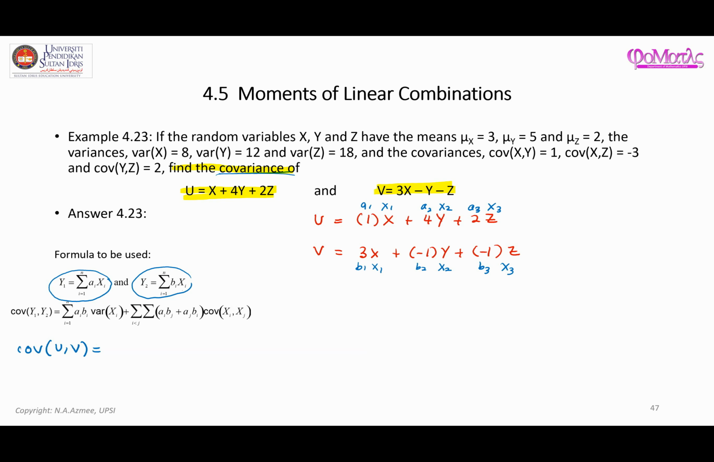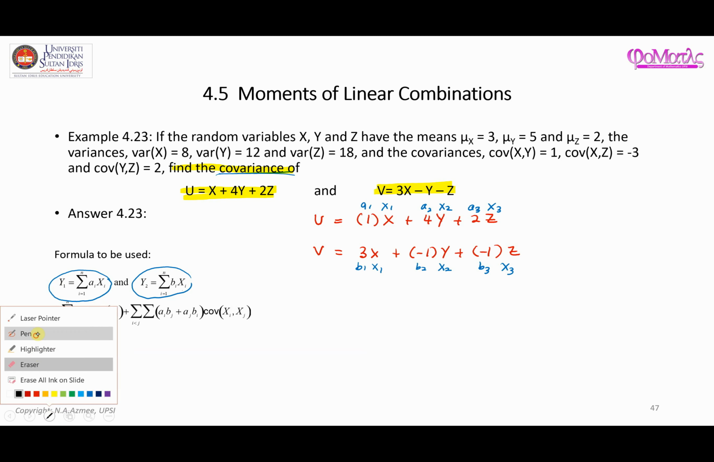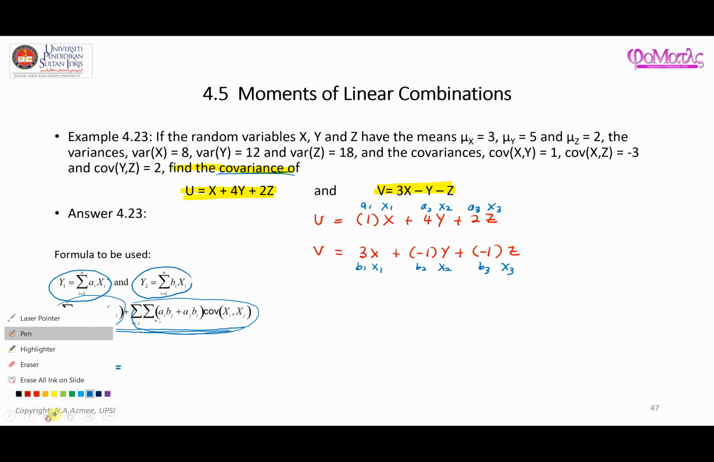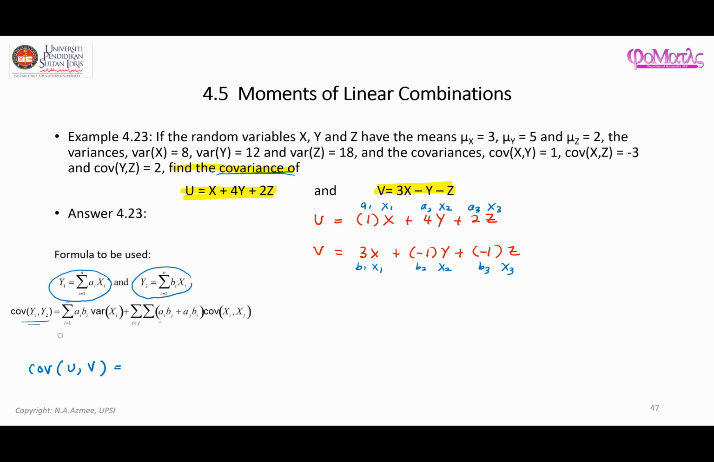Let me write this down at the bottom. We need to find the covariance of uv, and according to this formula right here, it looks a bit daunting to some of you because it's such a long formula, but don't worry too much about it. We can focus on finding the first part, get the result, then focus on the second part, get the result, and add the results together. It is as simple as that. So that's what we're going to do in this video.